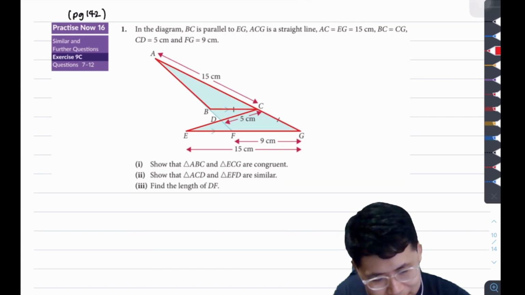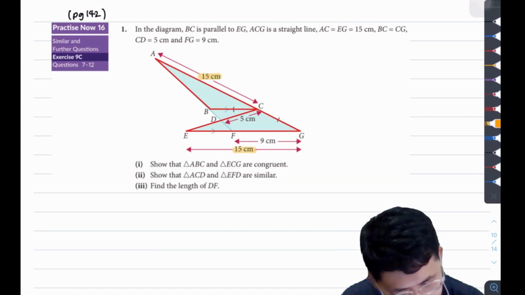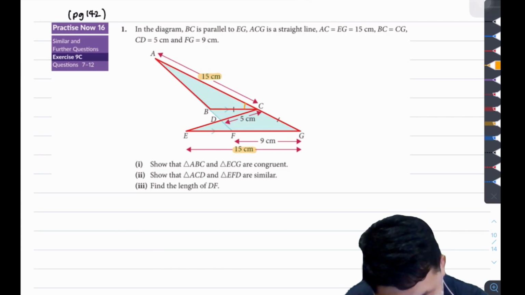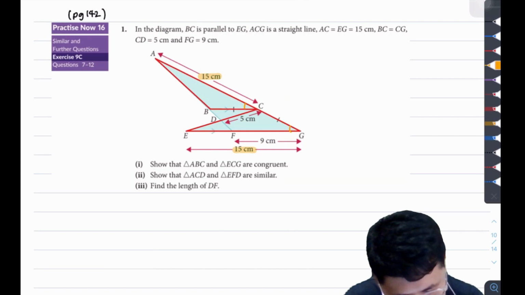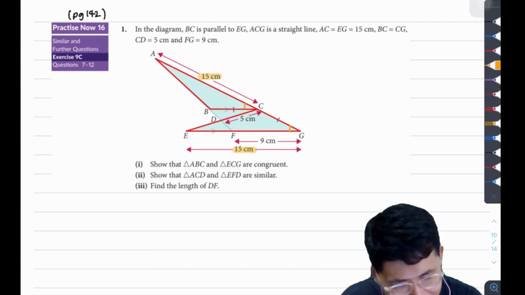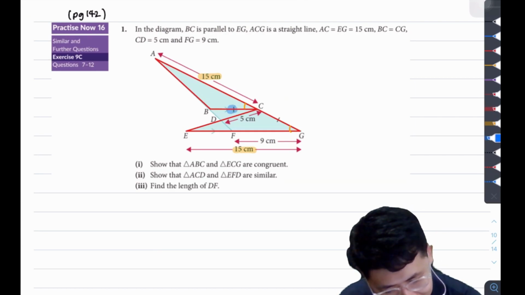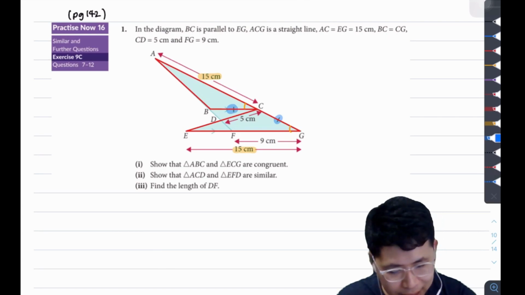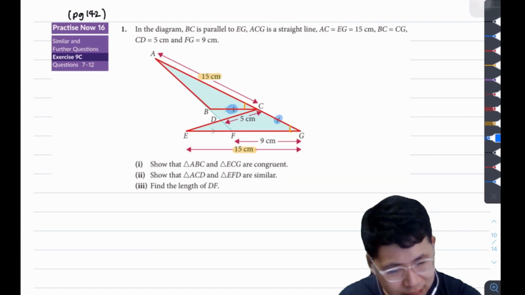Okay, so let's match and see. We have a 15 cm, we have a 15 cm. What other things do we have? We have this one over here. We have corresponding angles. Oh, and just nice, it is also given that we have a BC and a CG over here. So we have 2 sides and 1 angle. Let's check that it's not SSA. So this is an SAS arrangement.